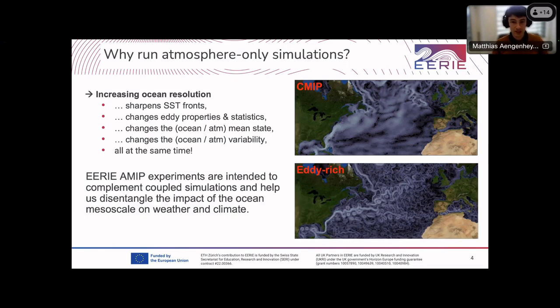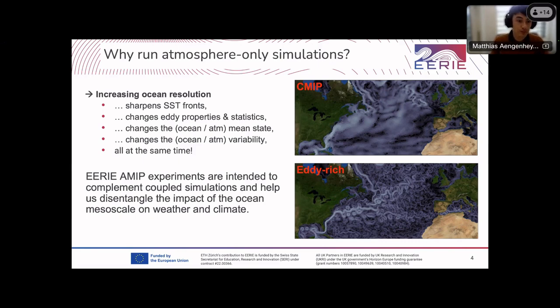But just as a recap, and maybe for any new participants, I'm just going to run through it for a few minutes. So as you all know, EERIE is focused on doing high-resolution coupled ocean-atmosphere simulations to look at the role of eddies in weather and climate. And in comparison, we're also doing these atmosphere-only simulations. This is done for two reasons. First, we get a comparison baseline to the coupled simulations over the historical period, where we just constrain the SST to the historical evolution. And so we don't suffer from any model drift, any SST biases, and so forth.